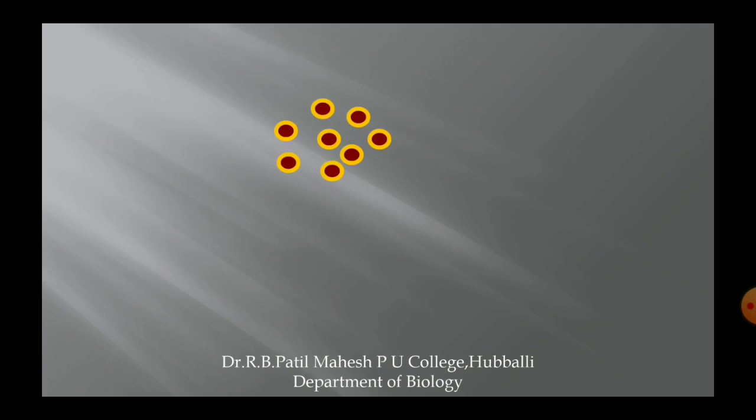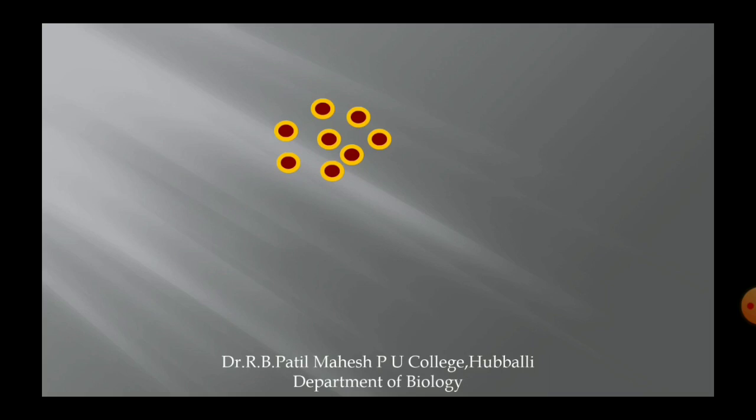So look at here. In the second experiment, he injected live R cells. Mice survived. In the third experiment, he injected heat-killed S cells. Mice survived. When he injected the mixture of heat-killed S cells and live R cells, the mice died, and he was able to find the living S cells from the dead mice.